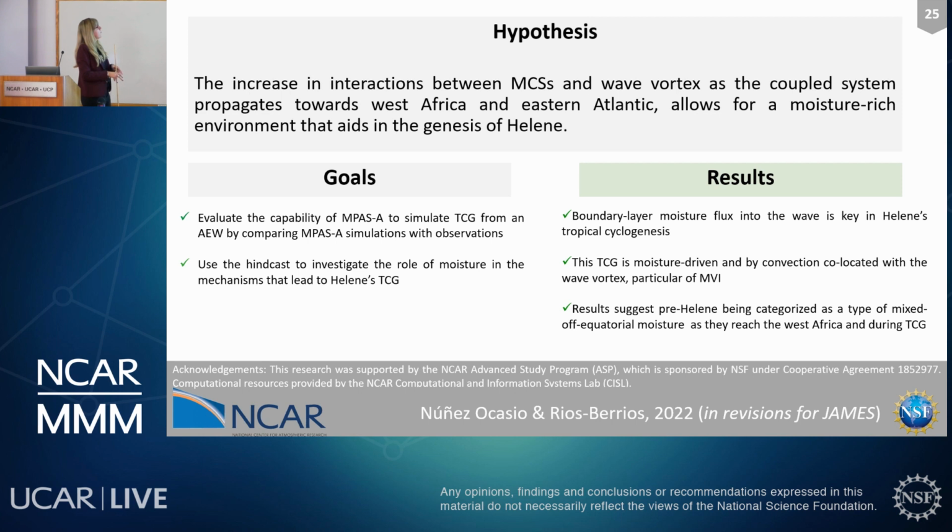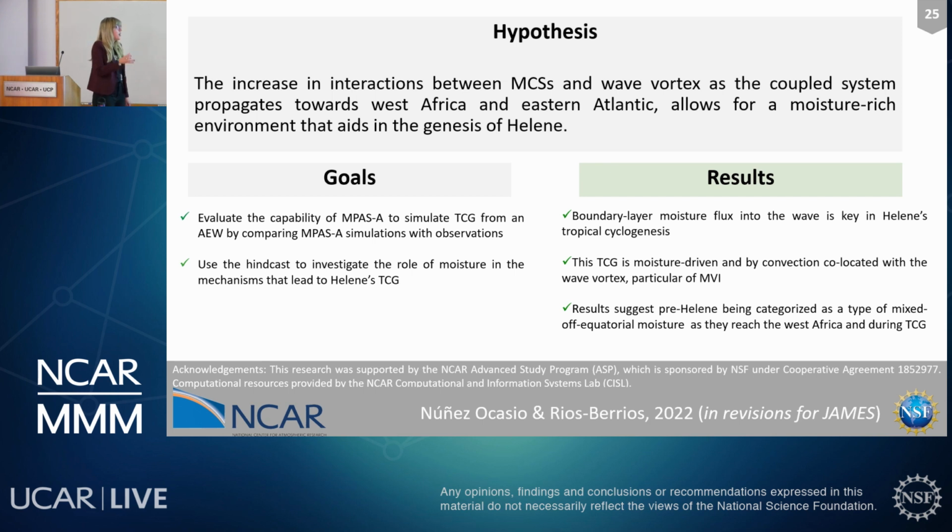And so, very briefly summarizing this part, we tested this idea that perhaps moisture is playing a more significant role in the genesis of easterly waves, specific to this case study, and we found these three main key results. First of all, boundary layer moisture flux into the wave is key in Helene's tropical cyclogenesis. We saw that the tropical cyclogenesis was in part moisture-driven, and we saw that convection was co-located with the wave vortex. So again, invoking moisture vortex instability, and we saw that that happened even hours before the actual tropical cyclogenesis as defined by the forecaster.